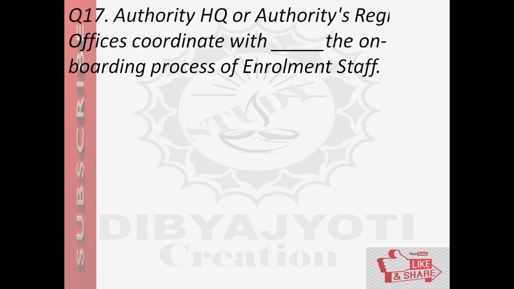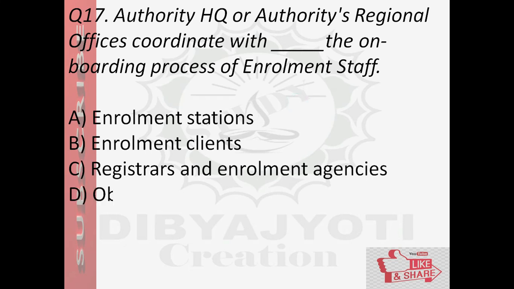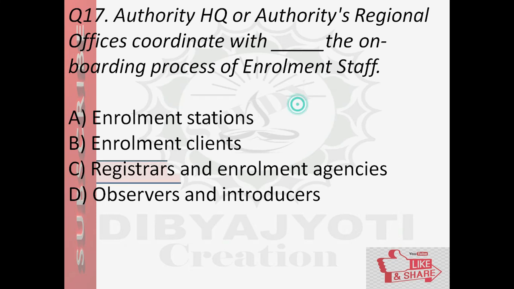Question number 17, authority headquarters or authority's regional office coordinate with DASH the onboarding process of enrollment staff. Options are option A, enrollment station. Option B, enrollment clients. Option C, registrar and enrollment agencies. Option D, observers and introducers. And answer is registrars and enrollment agencies.